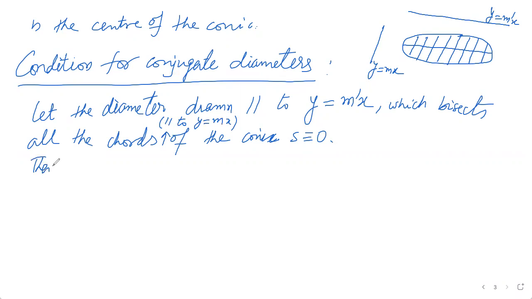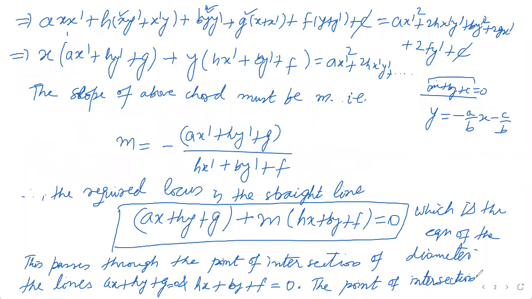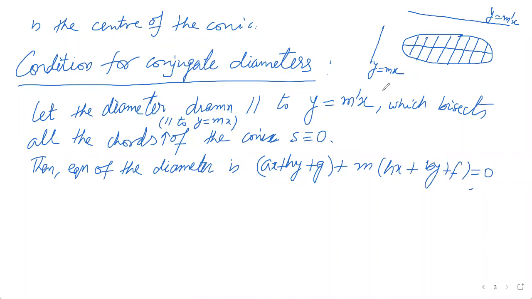Then equation of the diameter is ax + hy + g + m(hx + by + f) = 0, है ना. ये अभी हमने we have just found this equation of a diameter when the chords are parallel to y = mx, है ना. Keep in mind ये m क्या है? It is m is the slope of the parallel chord.